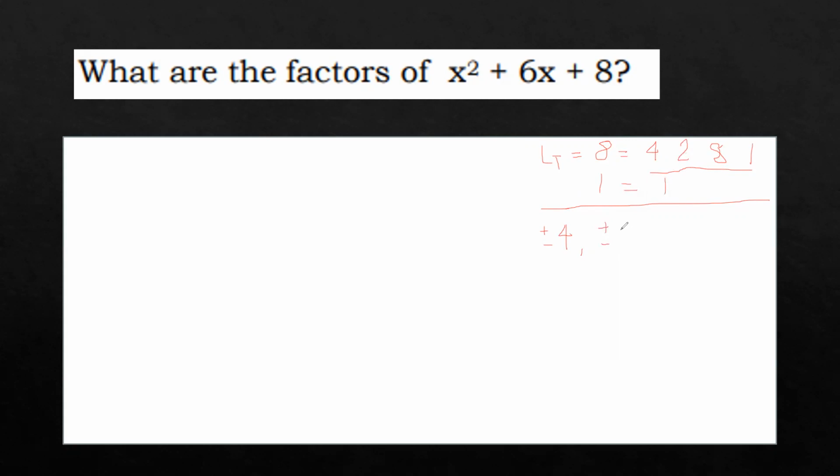What is 2 divided by 1? That's 2. And we have 8 over 1, which is positive and negative 8, and 1 over 1, which is positive and negative 1. So out of so many numbers, we are now down to 8 possible factors: positive 4, negative 4, positive 2, negative 2, positive 8, negative 8, positive 1, negative 1.